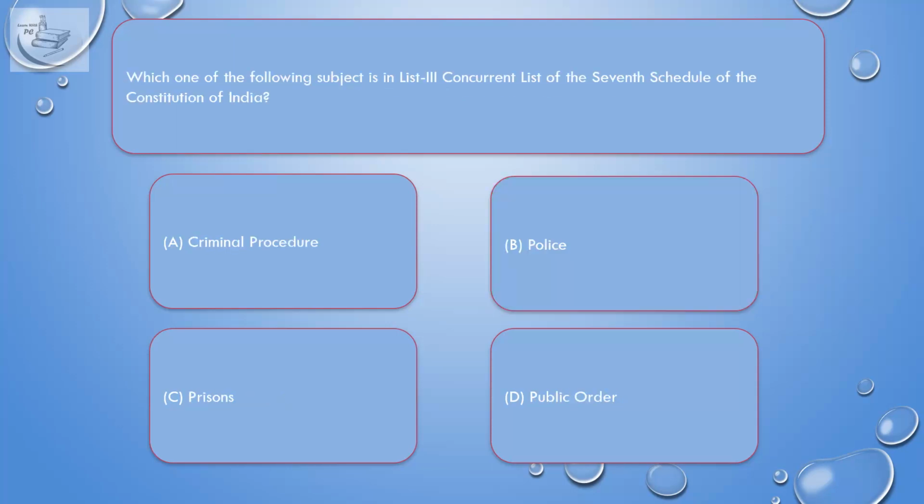Correct answer is B. State list. Question: which one of the following subjects is in List 3, the concurrent list of the 7th schedule of the Constitution of India? A. Criminal procedure. B. Police. C. Prisons. D. Public order.